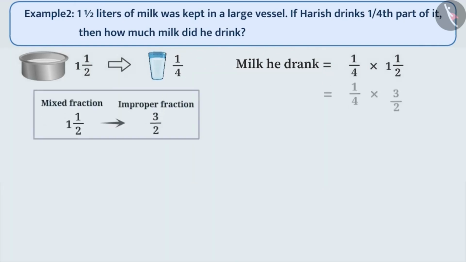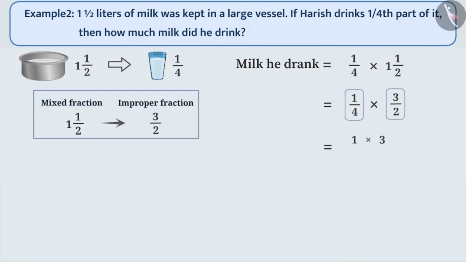Now let's find out what will be the product of 1 by 4 and 3 by 2. In the previous video, we learned that in order to multiply two fractions, we multiply their numerators and their denominators separately and write the result as the product of the numerators divided by the product of the denominators.